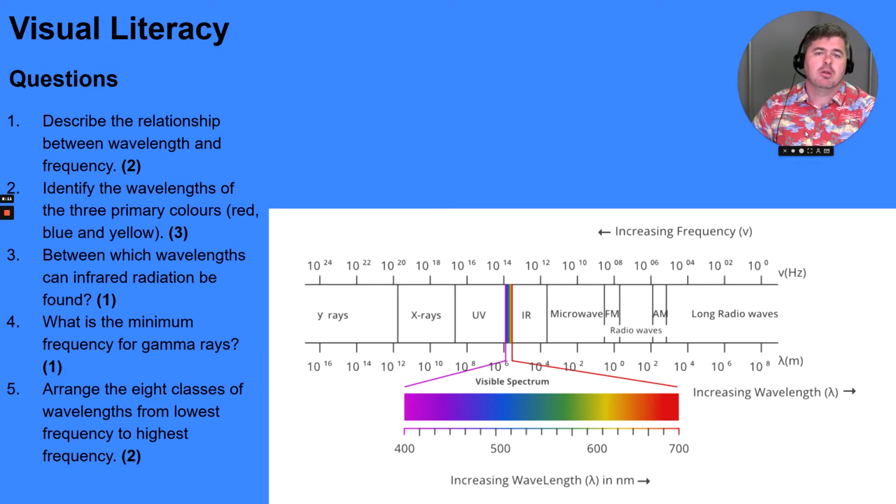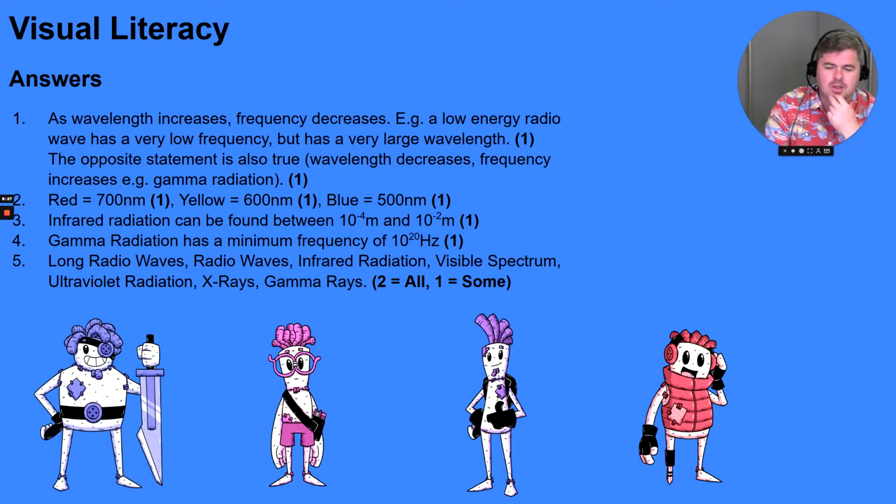Now that you've finished those questions, let's go through them together. So, question 1, describe the relationship between the wavelength and the frequency. It's worth 2 marks. That means that the marker, a teacher like myself, will be looking for 2 things. So, as the wavelength increases, the frequency decreases, e.g., a low energy radio wave has a very low frequency, but a very large wavelength. The opposite statement is also true. As a wavelength decreases, frequency increases, e.g., gamma radiation. So this type of question, you would have to give both statements.